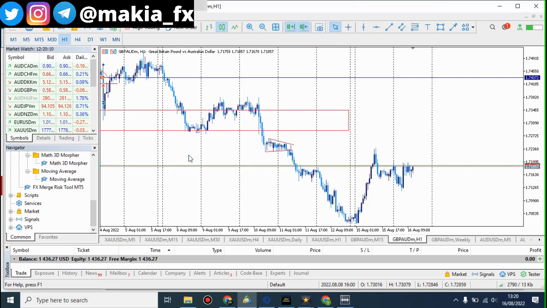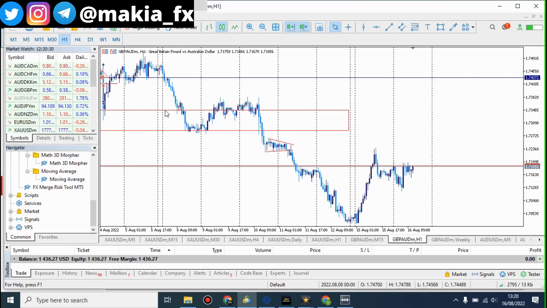This is how I draw my trend lines. Obviously, if I'm doing scalping or intraday trading, I always draw trend lines from the 1 hour and the 4 hour time frame, but I always look at the weekly and the daily. But on this video I'll just be drawing trend lines on the 1 hour time frame. That's how I always do it.